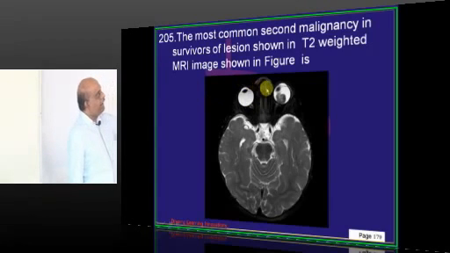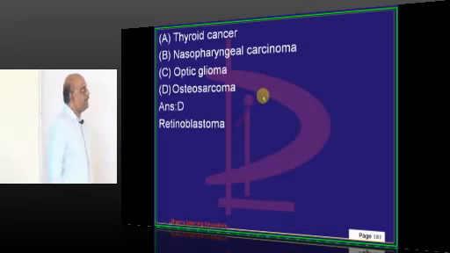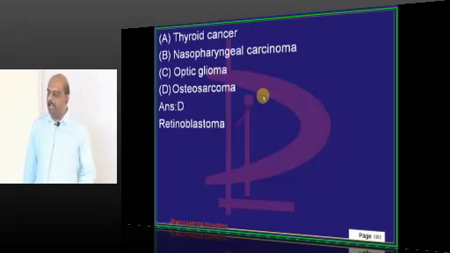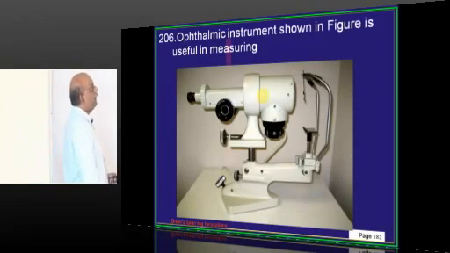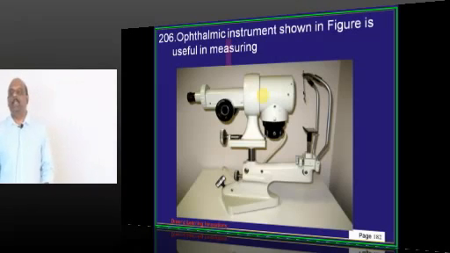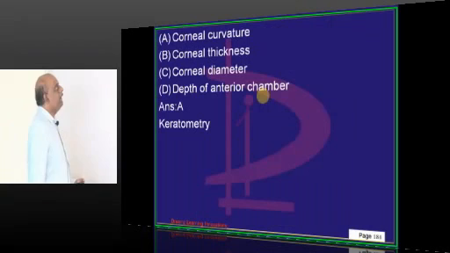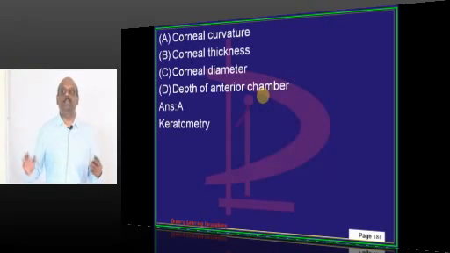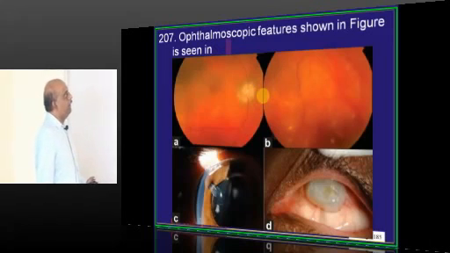Now what do you see in the eye? Calcification of a mass, which is a retinoblastoma. Often they have an associated osteogenic sarcoma arising, is what you need to understand. Now what is this instrument called? Keratometer. The purpose of the keratometer is to calculate the curvature of the cornea, you should remember.